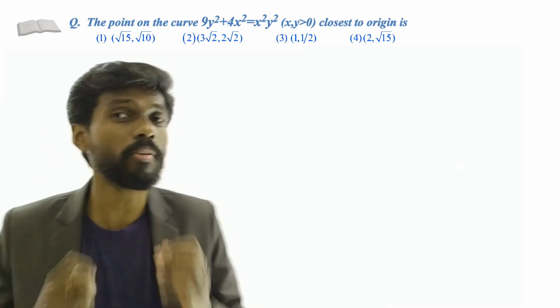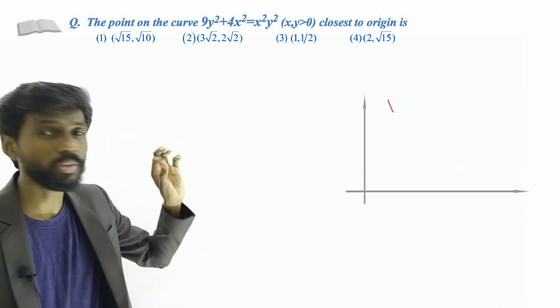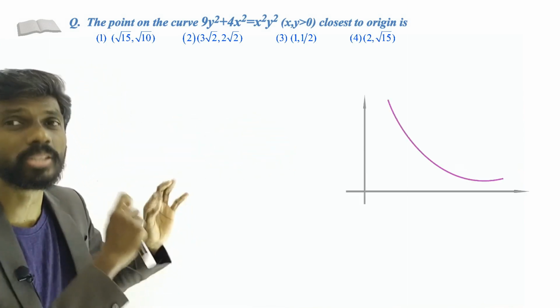The point on the curve 9y squared plus 4x squared equal to x squared y squared closest to origin is. Here we are given a curve, and we have to find the point on the curve which is closest to origin. Suppose this is the curve.